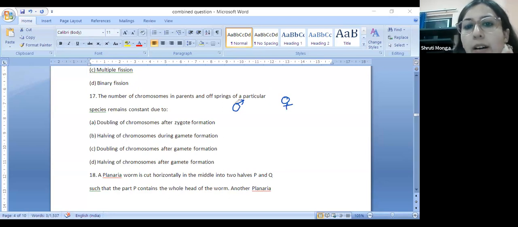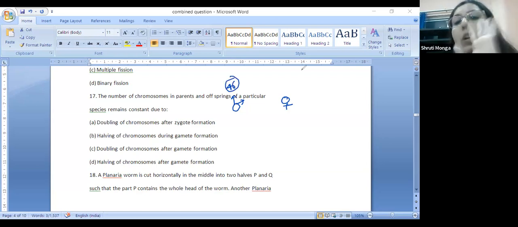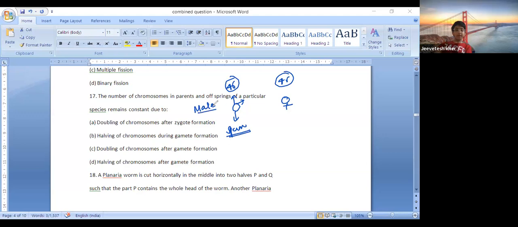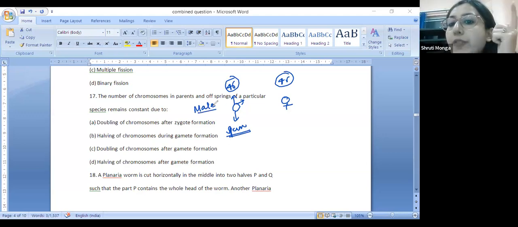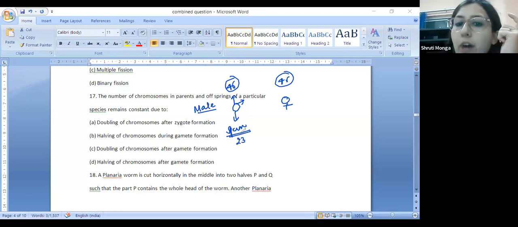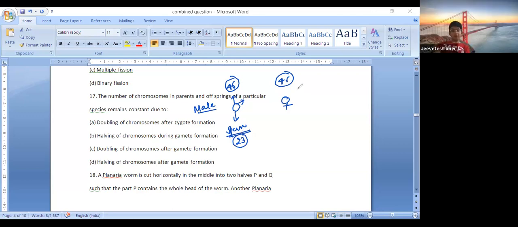Now, how many chromosomes does the male have? Total 46. If I talk about the total number of chromosomes, in both the males and the females, the total number is 46. But in the gametes, the sex cells, a half set of chromosomes is present. So how many chromosomes will be present in the male gamete, which is known as sperm? Half. What's half of 46? 23. Exactly. So the male gamete has 23 chromosomes.